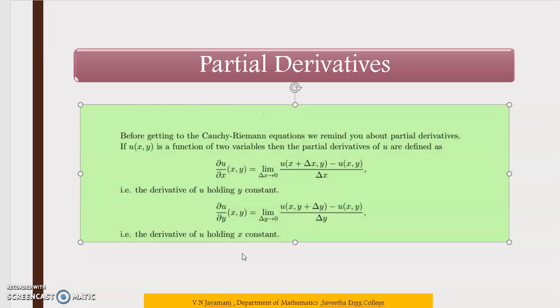Dou u by dou y of x comma y is equal to limit delta y tends to 0 of u of x comma y plus delta y minus u of x comma y by delta y. That is the derivative of u holding x as constant.